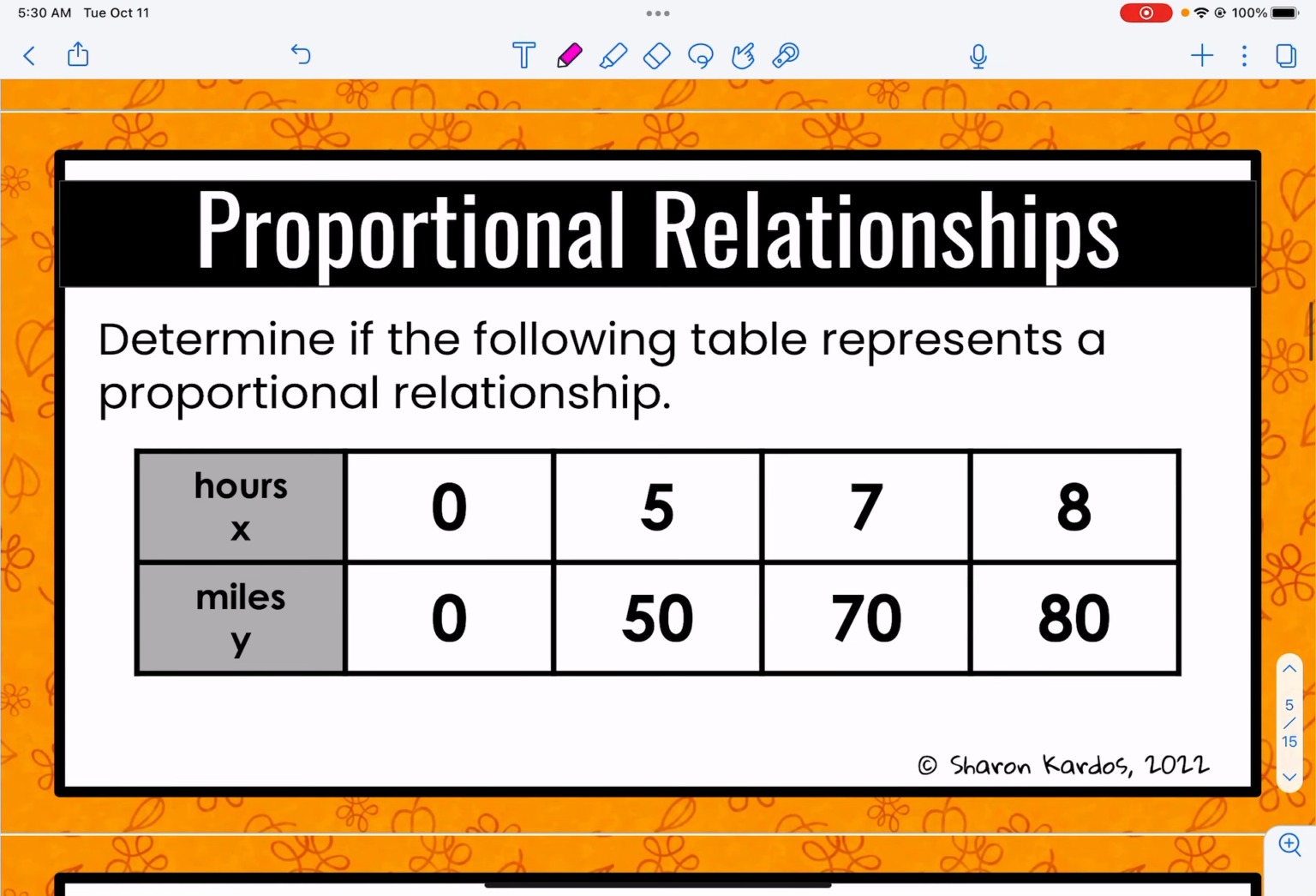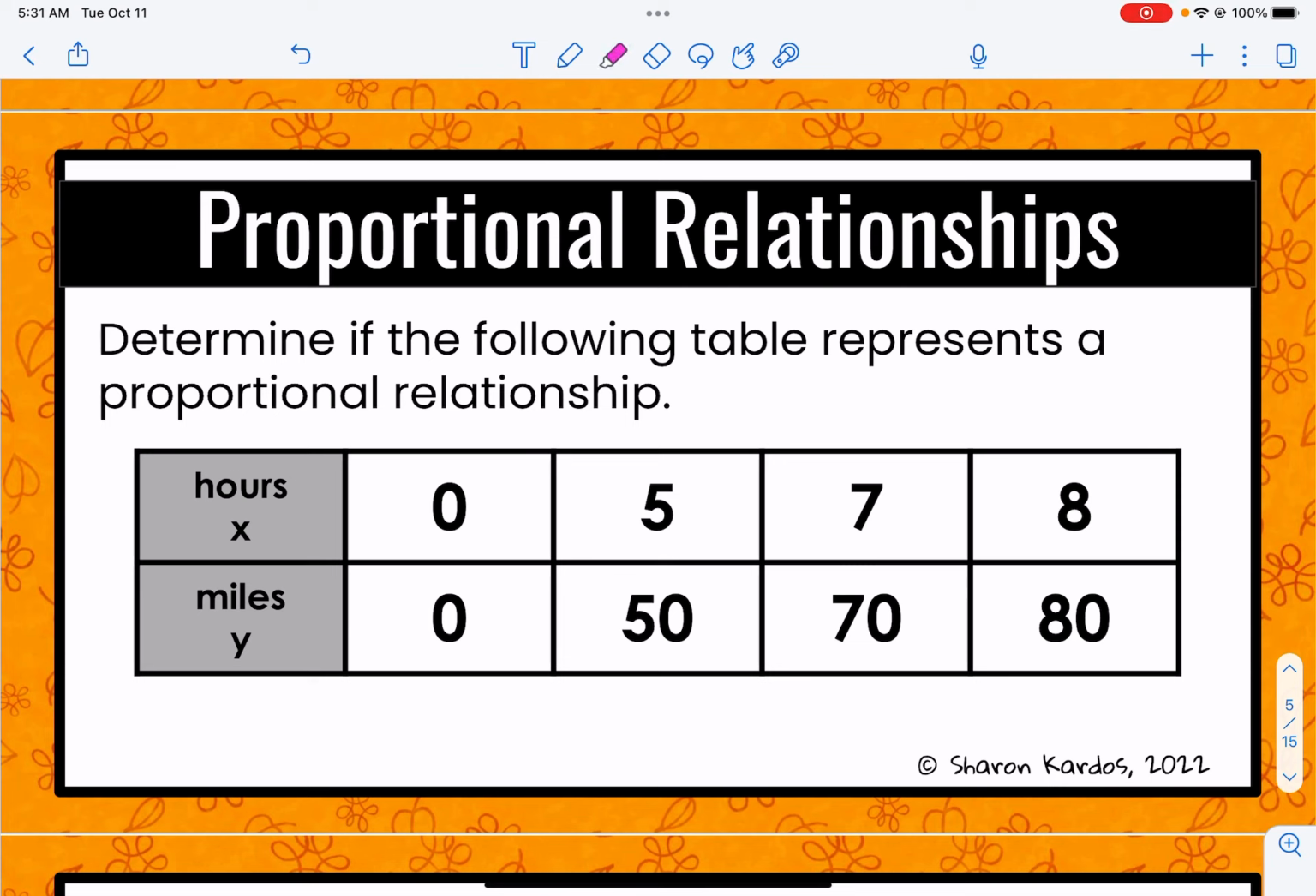So let's try a practice problem here. And remember, as we're doing this, you can always pause the video and try it for yourself and then come back to the video to see if you have it correct, or pause the video to take notes. So for this one, it says, determine if the following table represents a proportional relationship.